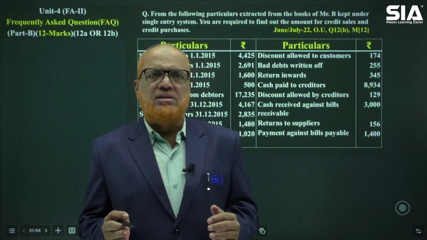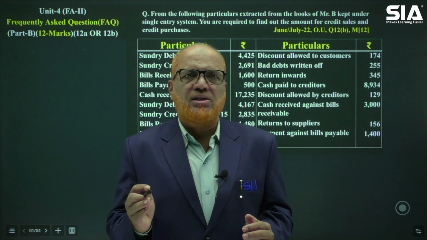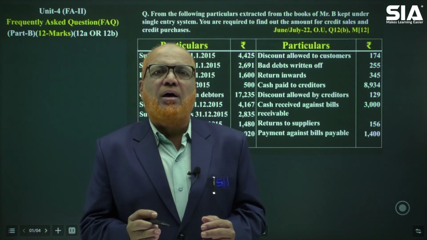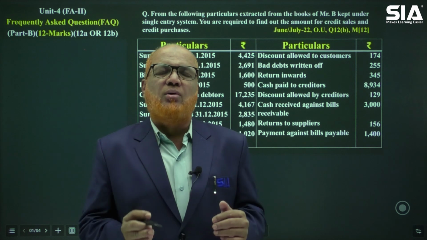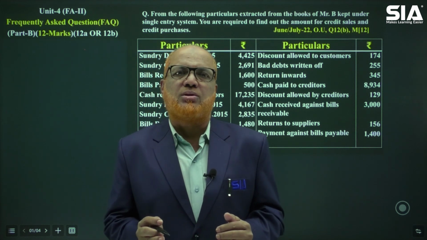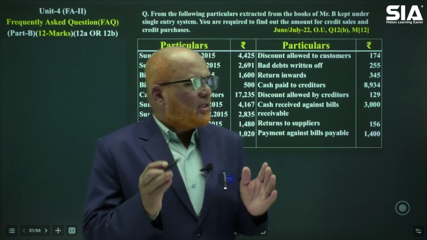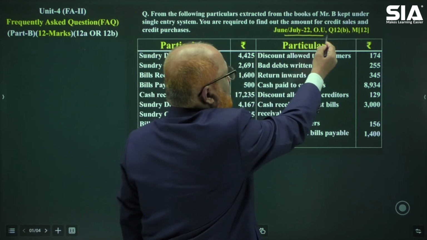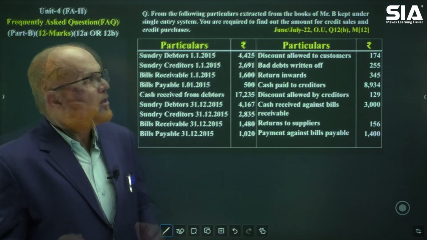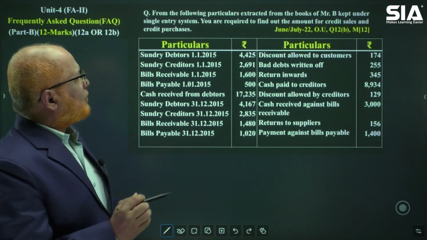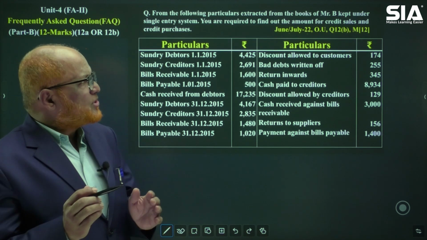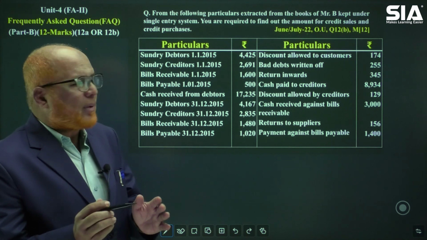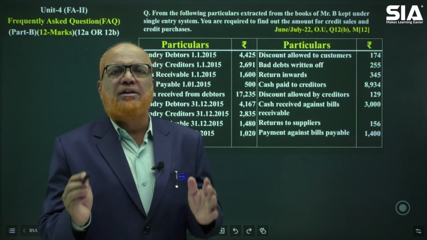For credit purchases, we have to prepare total creditors account and bills payable account, right? So in this problem, which has been asked in June, July 2022, for 12 marks. Now, see the problem from the beginning. From the following particulars extracted from the books of Mr. B, kept under single entry system, you are required to find out the amount of credit sales and credit purchase.